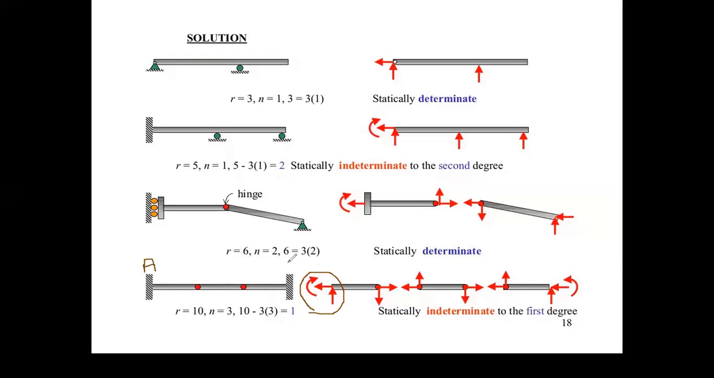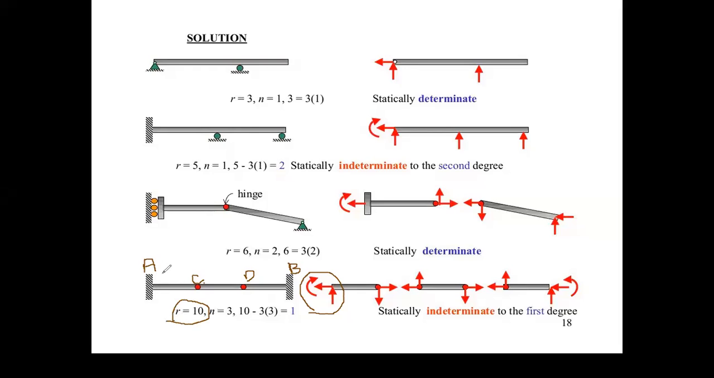So 3 unknowns will be there at A, 3 unknowns at B, 2 unknowns at point C, and 2 unknowns at D. 3 plus 2 plus 3 plus 2, that is 10. So R comes out to be 10.